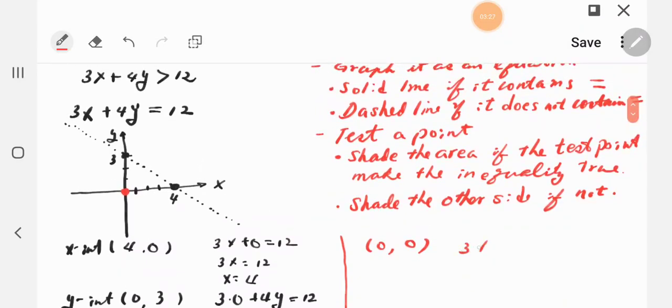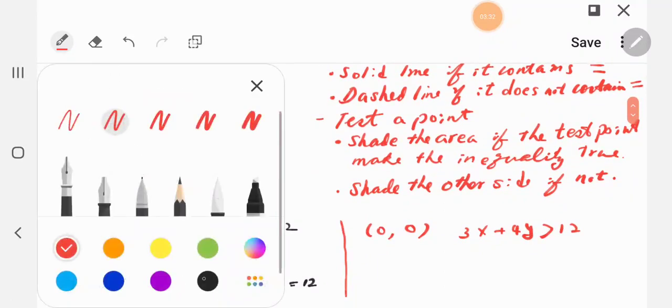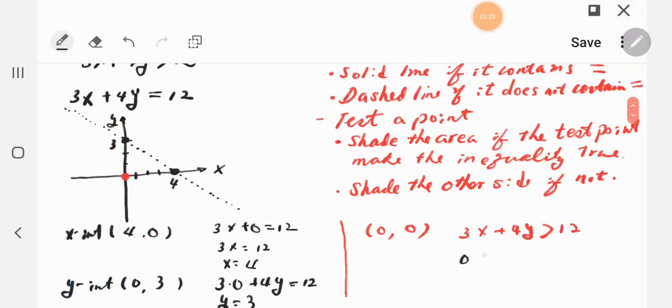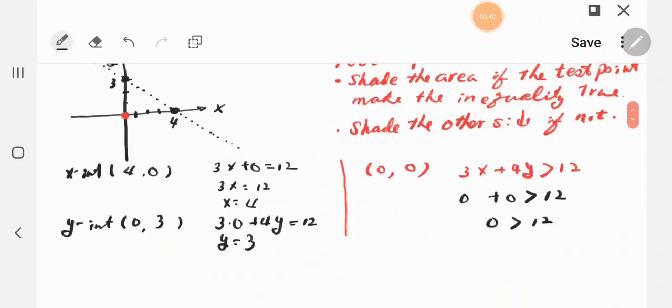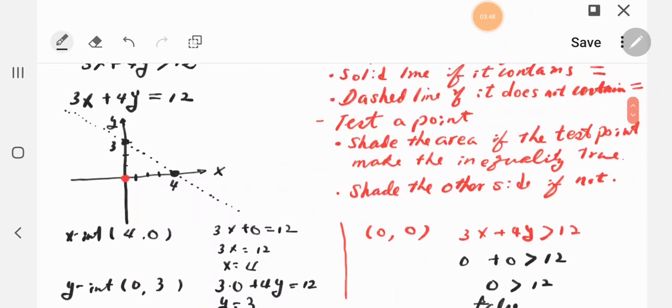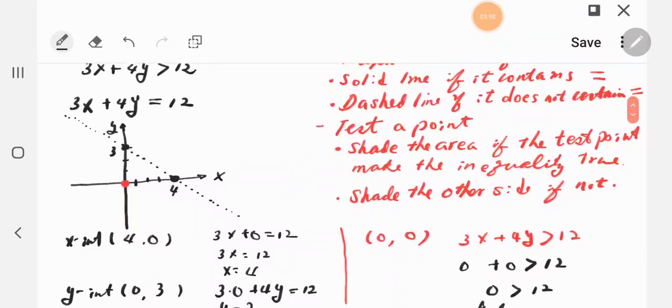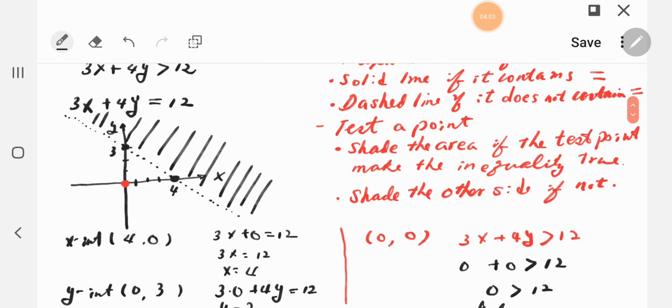Then the inequality is 3x plus 4y is greater than 12. So from this, x equals 0, y equals 0. Then we get 0 is greater than 12. This is not true. This is false, right? So (0, 0) is not a solution. Then the solution is the other side of the line. So we will shade above the line, the area above the line. So this will be the solution.